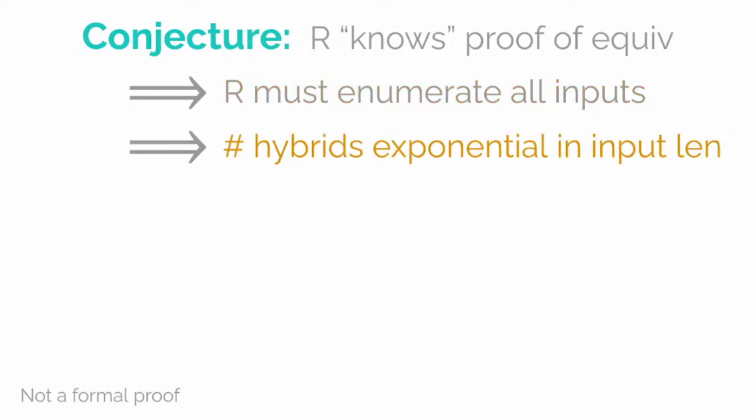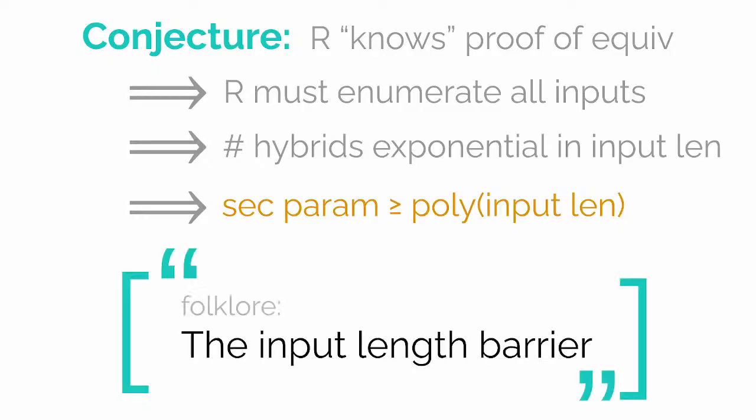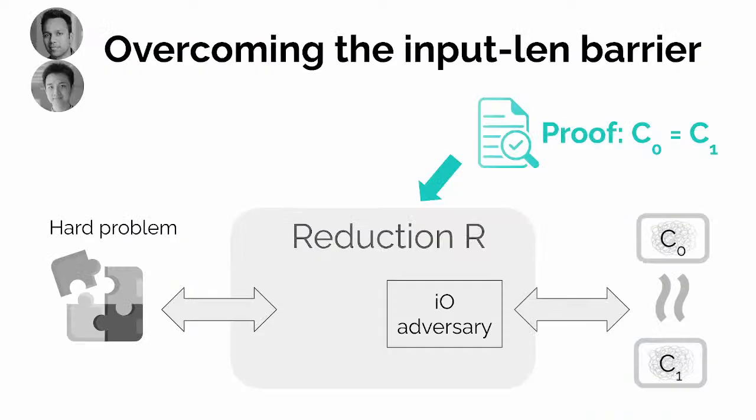And so it seems like the reduction has to run in time exponential in the input size, or in other words, maybe the number of hybrids in the security proof will be exponential in the input size, and this means the underlying security parameter of the underlying primitives has to be polynomial in the input length. Of course, this is just a conjecture, right? We don't know how to actually prove something like this. But there seems to be some barrier to make I/O more efficient.